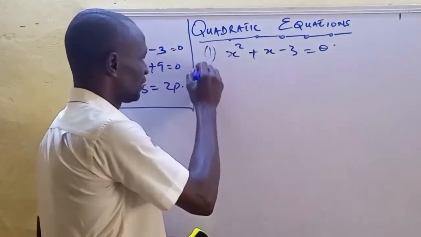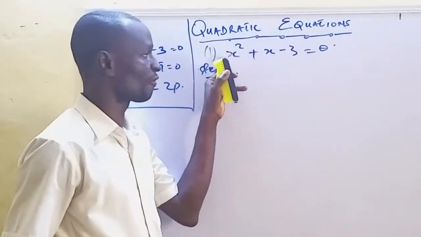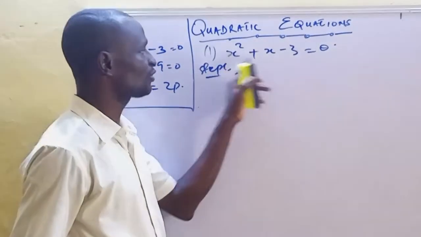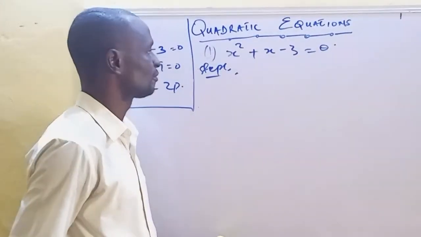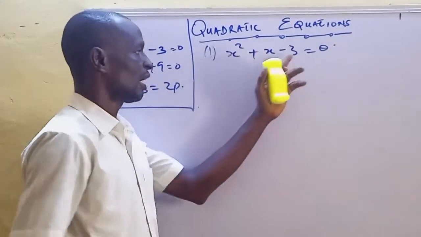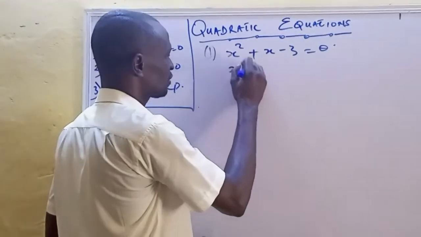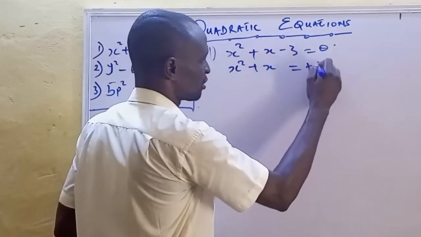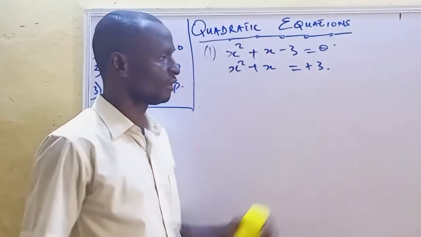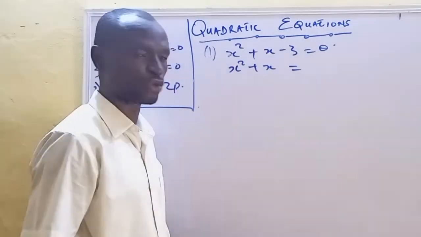The first step is to divide all through by the coefficient of x squared. But here the coefficient of x squared is 1. If I divide through by 1, my figures still remain. So let's move to step 2. Step 2 says I should move the constant to the other side. That means x squared plus x is equal to plus 3. When minus 3 moves to the other side, it becomes plus 3. Normally, we will not add the positive sign in front, but I just did that to help you understand it.